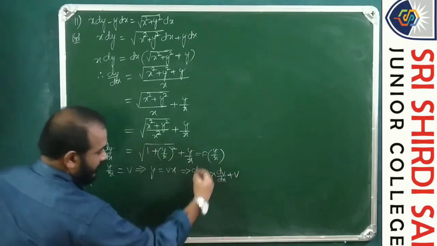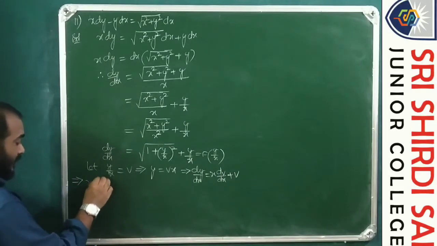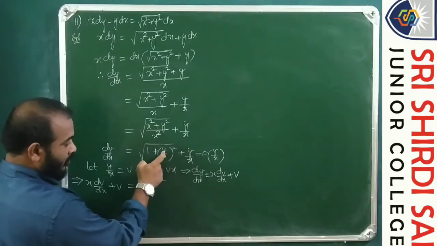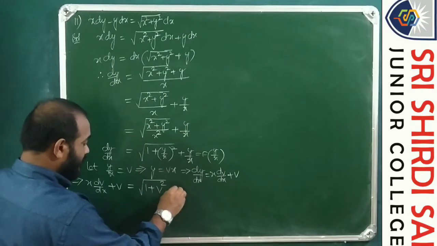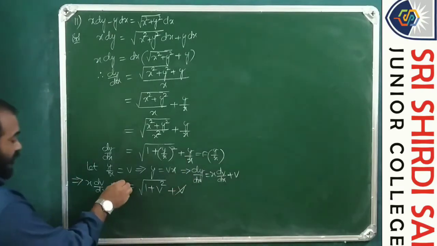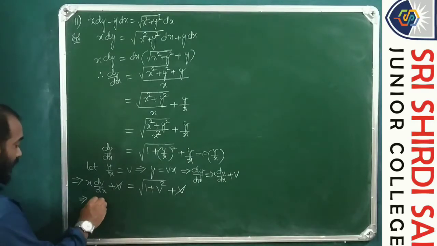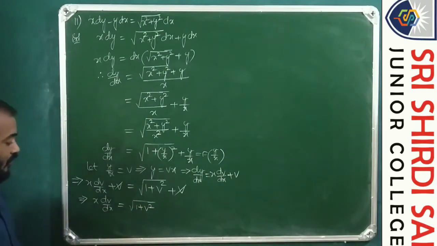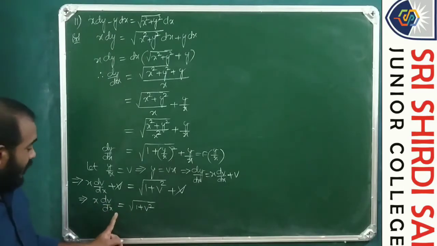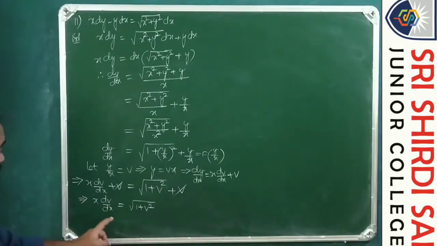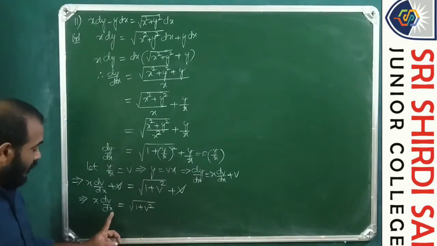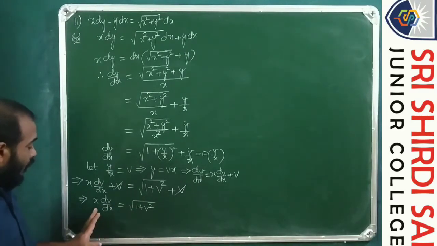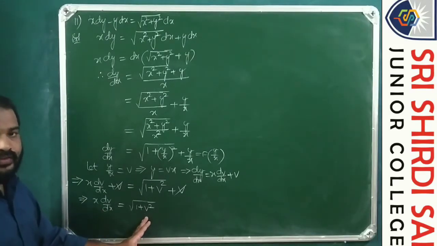Now substituting dy by dx as x dv by dx plus v in this equation, x dv by dx plus v equals square root of 1 plus y by x is v, its square, v square, plus y by x is v. v gets cancelled on both sides. So this is x dv by dx is equal to square root of 1 plus v square. So if you see here, wherever you look, you can see v and x only.